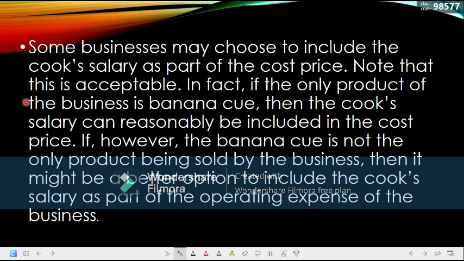Okay. Now, some businesses may choose to include the cook's salary as part of the cost price. Note that this is acceptable. In fact, if the only product of the business is banana Q, then the cook's salary can reasonably be included in the cost price. If, however, the banana Q is not the only product being sold by the business, then it might be a better option to include the cook's salary as part of the operating expense of the business.